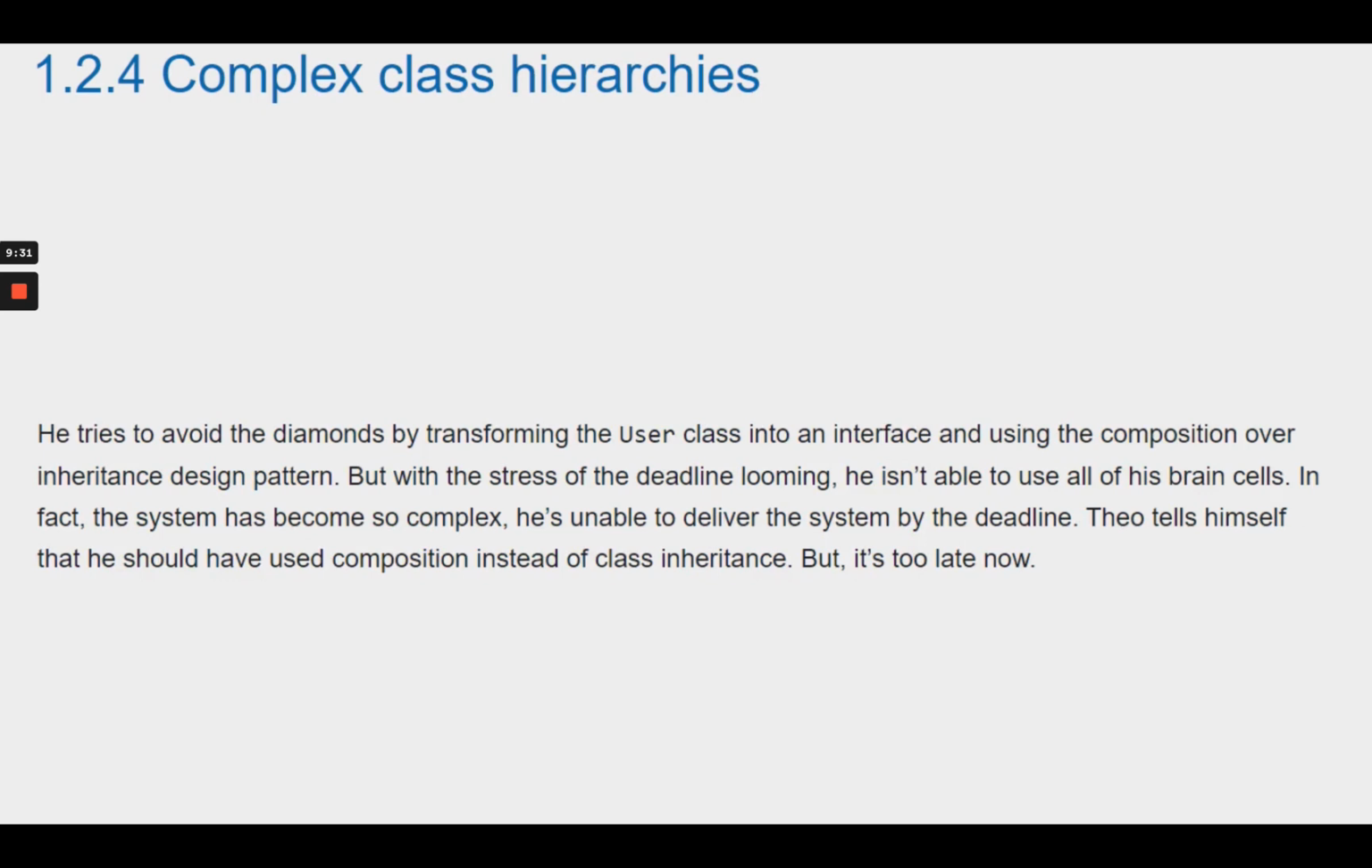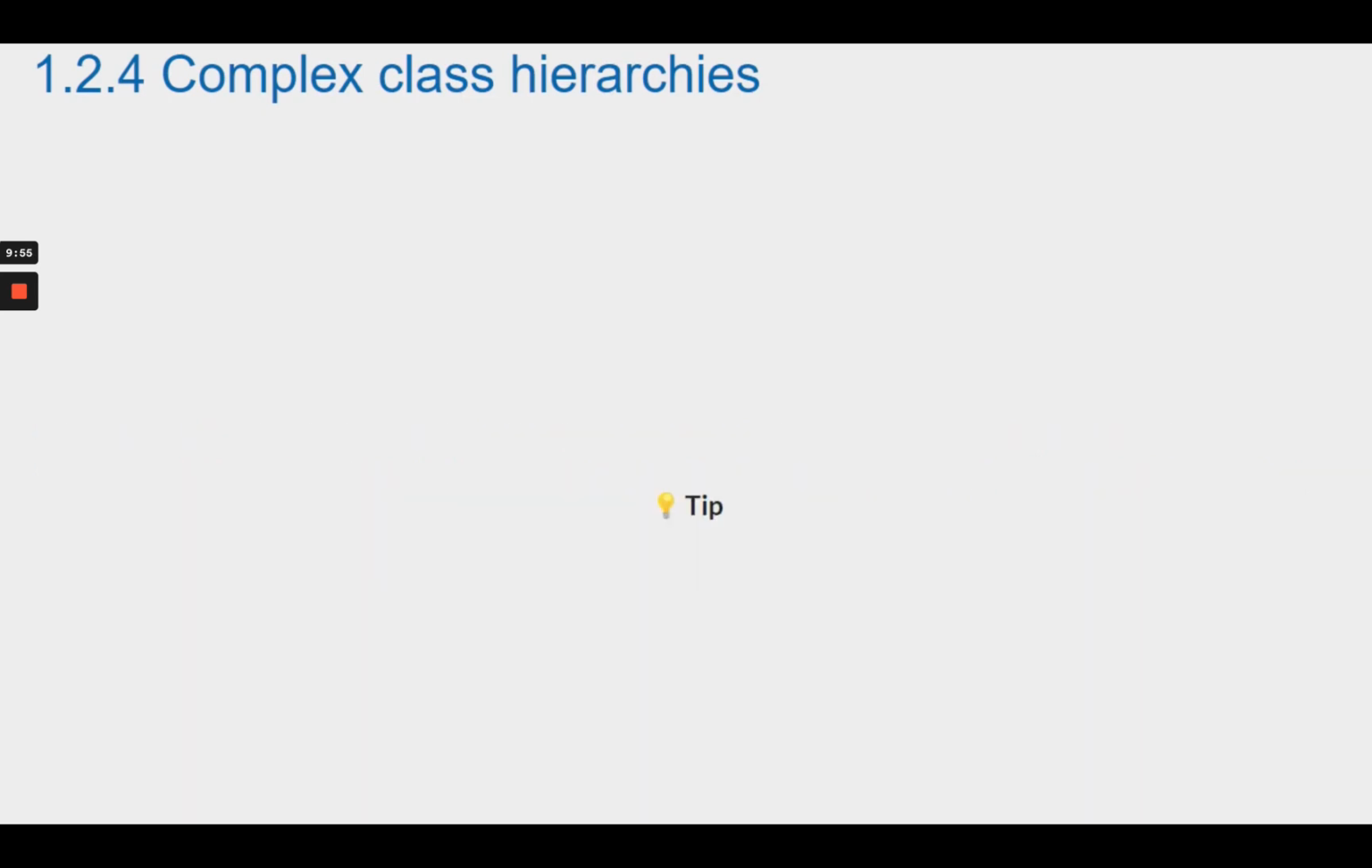He tries to avoid the diamonds by transforming the user class into an interface and using the composition over inheritance design pattern, but with the stress of the deadline looming, he isn't able to use all of his brain cells. In fact, the system has become so complex, he's unable to deliver the system by the deadline. Theo tells himself that he should have used composition instead of class inheritance, but it's too late now. Tip: In OOP, prefer composition over class inheritance.